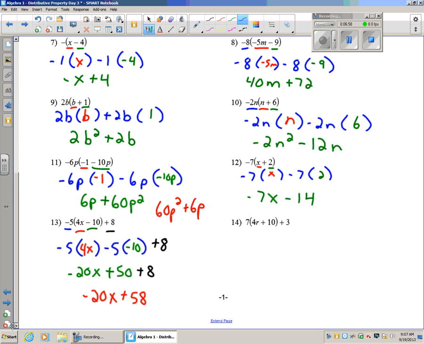Number 14, the 7 gets distributed to two different things, while the positive 3 just drops down. The first term being 4r, and the second term being 10. Seven times 4r, it's 28r. And 7 times 10, that's 70. While the 3 just drops down again. Combining like terms here, you get 28r plus 73.